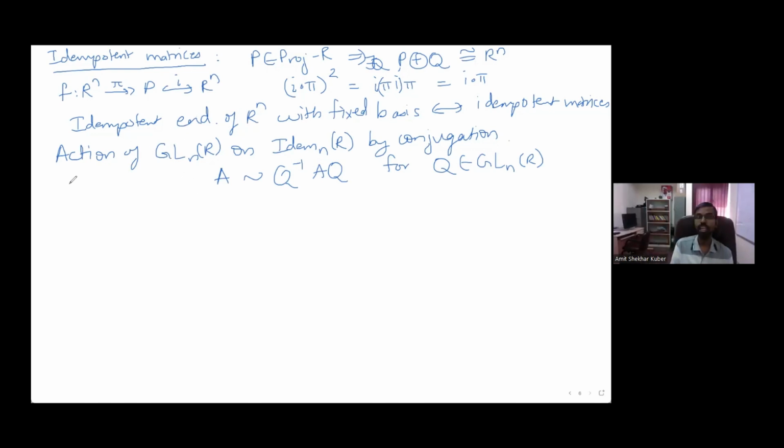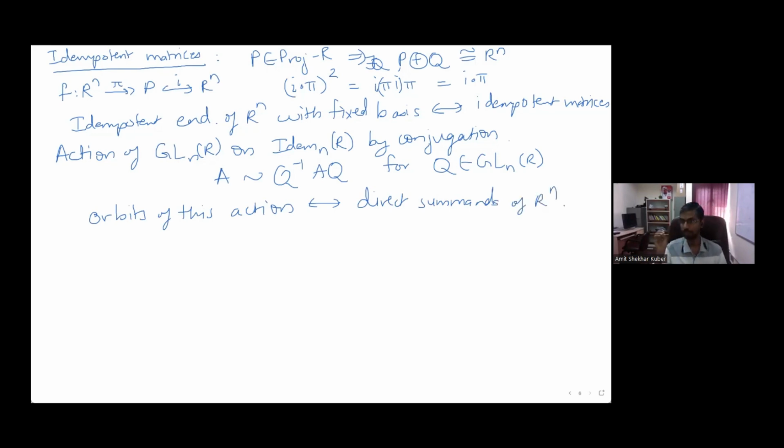So therefore, the orbits of this action are in one-to-one correspondence with projective modules. I mean, I shouldn't say projective modules. I should say direct summands of R^n. It is in one-to-one correspondence with direct summands of R^n. Now you have to identify two different things, if you are just obtaining them by padding.